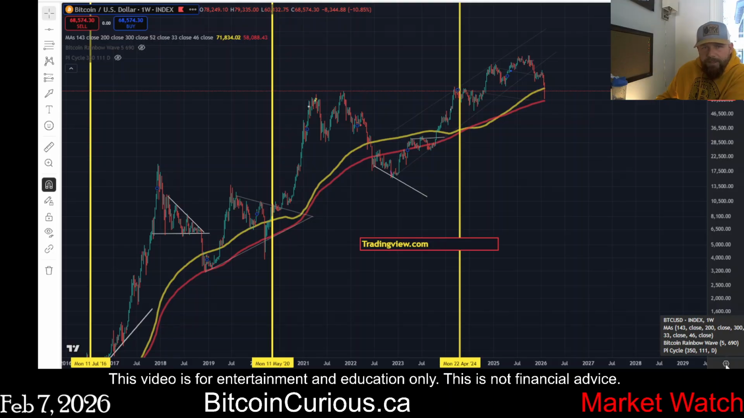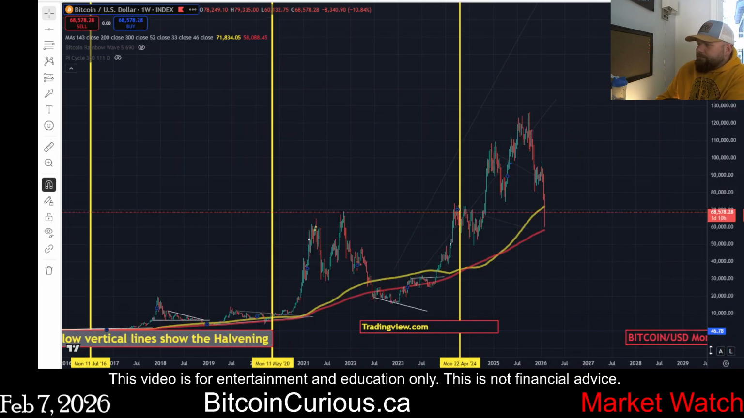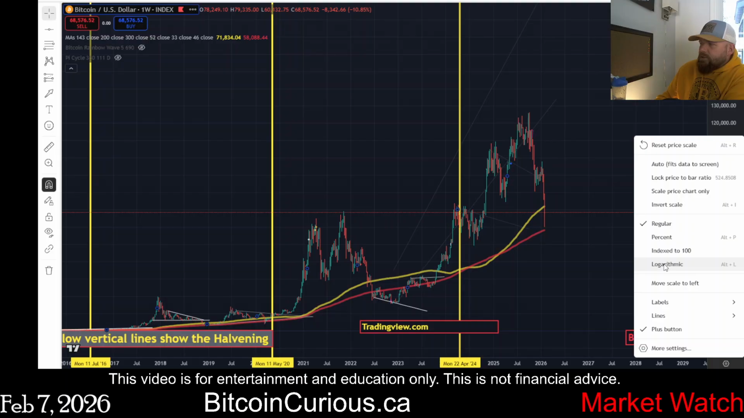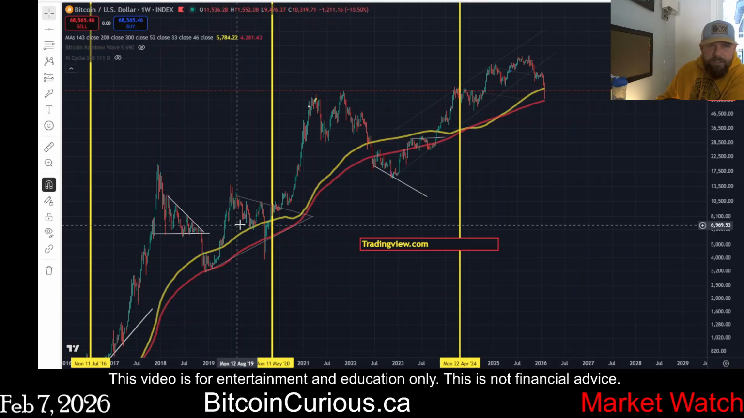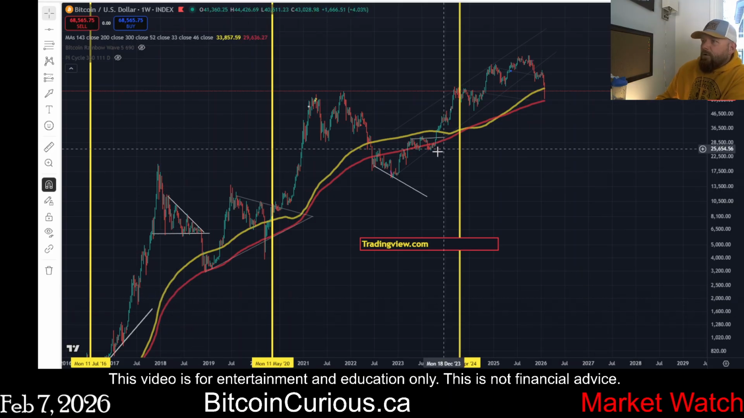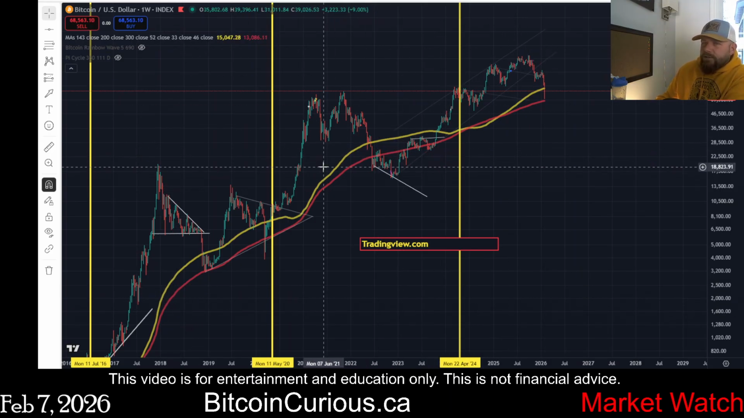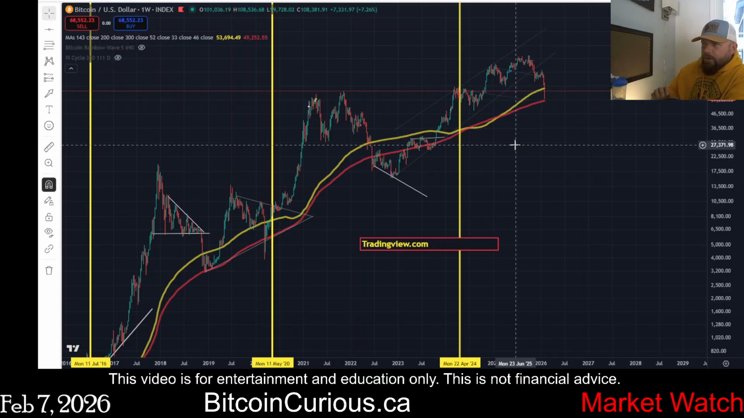Find this little icon like this, switch it over to logarithmic. So here's normal, just change it to the log chart like that. It's easier to see. It's based on percentages instead of dollars, because from $1,000 to $2,000 is a 100% move, from $10,000 to $20,000 is a 100% move, or $50,000 to $100,000 is a 100% move. So we just want to look at our charts based basically on percentages, which you do by going onto the log chart.